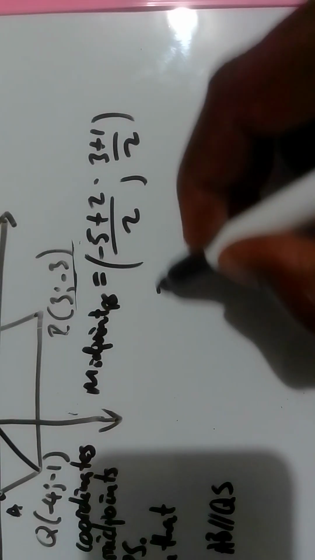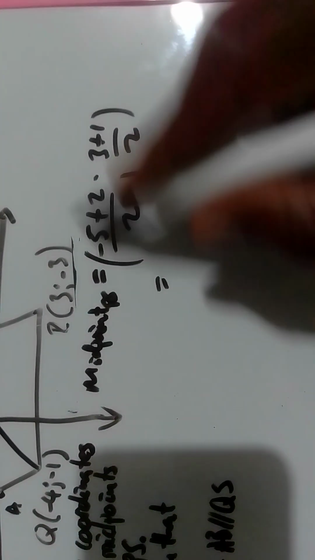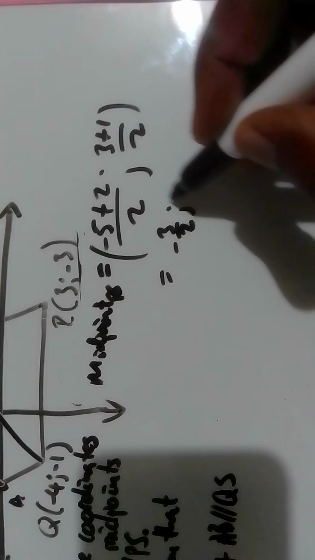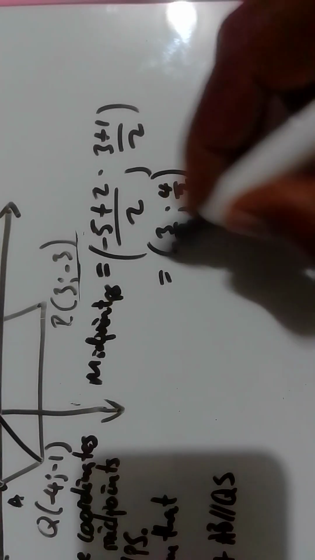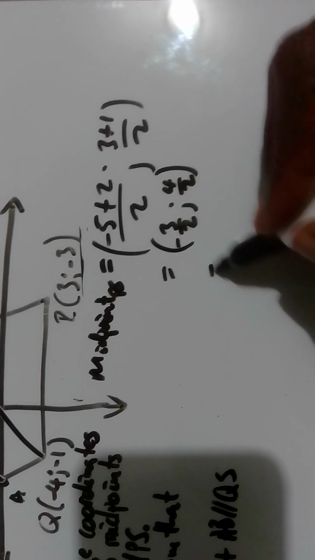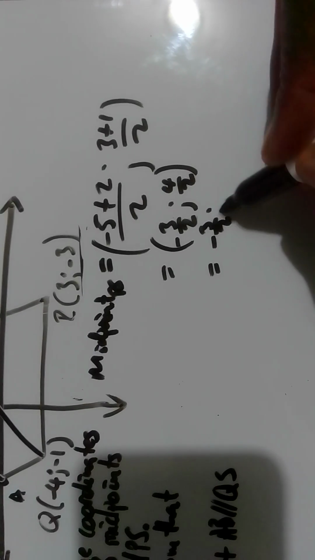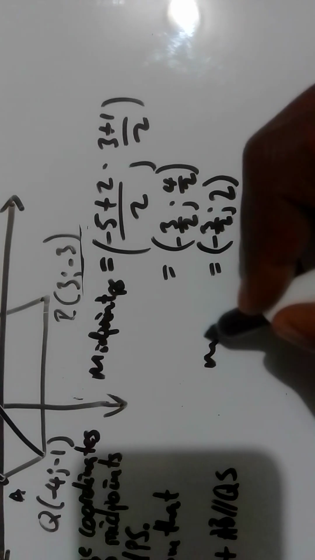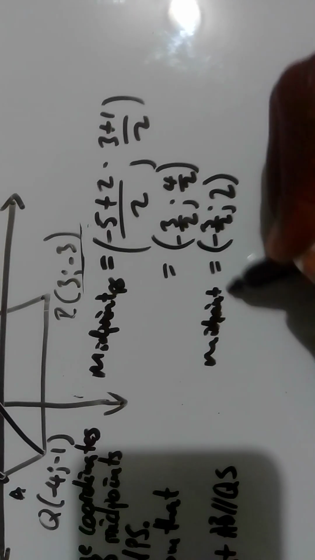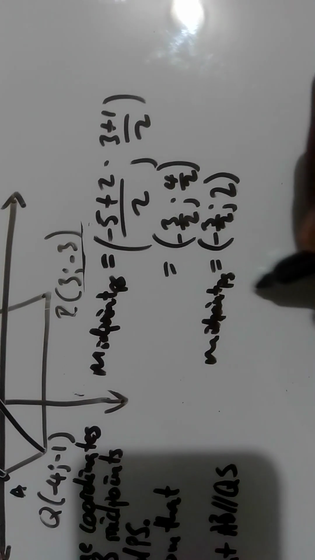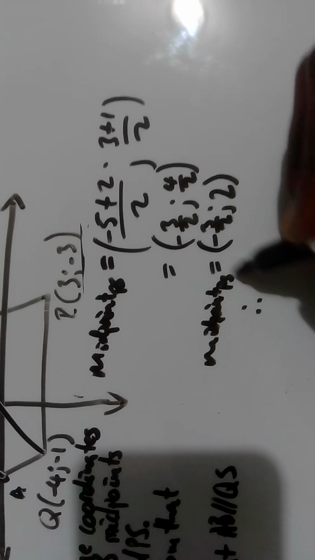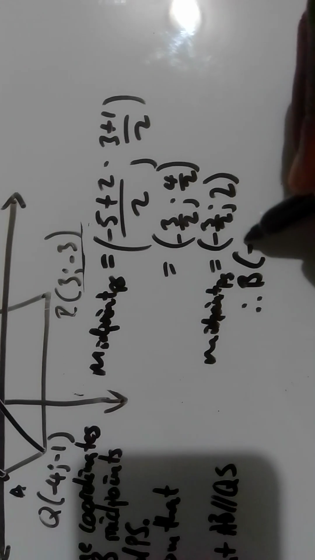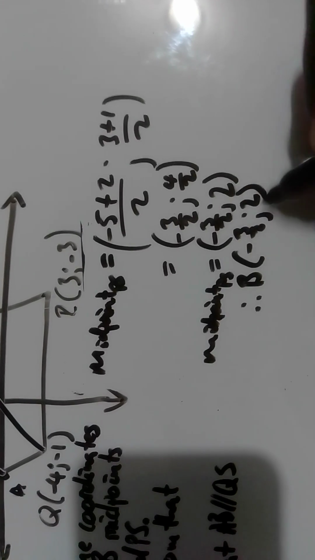Now, what do I say? -5 and +2 gives me -3. So I've got -3/2 here, and 3 plus 1 is equal to 4. So I've got 4/2. This should be reduced to the lowest term, which is -3/2, and 4 divided by 2 is equal to 2. These are the final coordinates. Therefore, remember the midpoint of line PS was called point B. So the coordinates of point B are -3/2 and the y value is equal to 2.